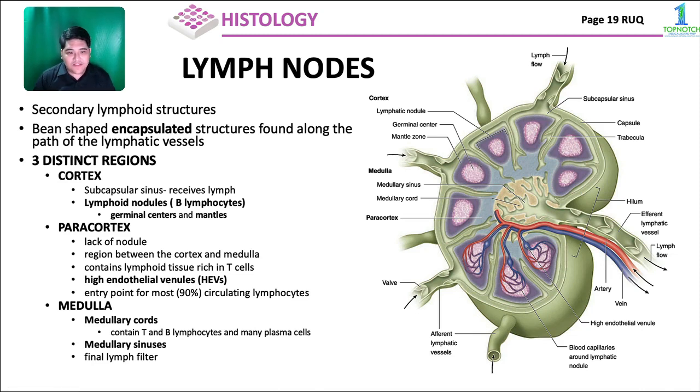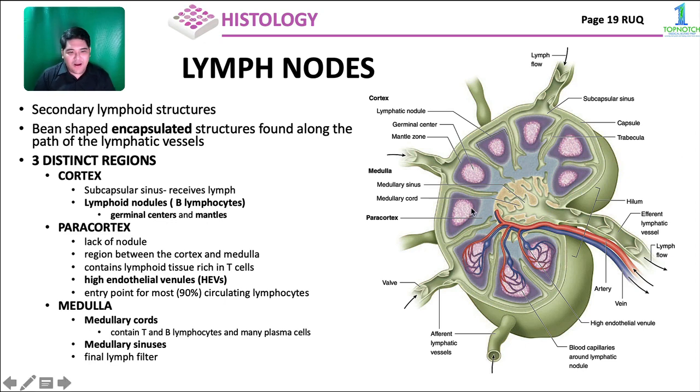Now your paracortex, wala siyang nodules as you can see here in the picture. It is the region between the cortex and the medulla. Pero dito, you have your high endothelial venules. And usually, this is the entry point for most of the circulating lymphocytes in the paracortex. Isipin mo na lang yung jeep, para, okay, because this is the entry point. Ayan, kaya nyo na yan kung anong analogy yung pwedeng isipin.